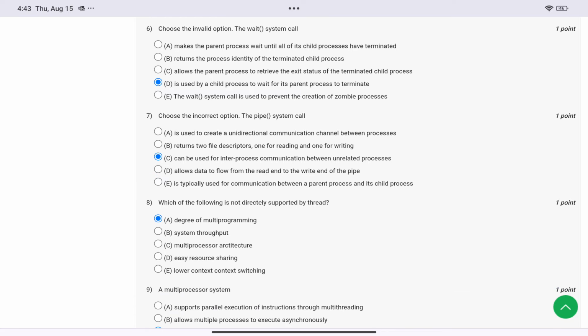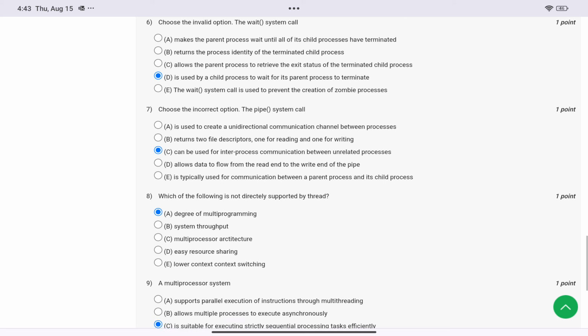Question number 7 is also about pipe statements. He is asking which one is correct. A, B and D are correct, C is not correct. What is he saying in C? That a pipe can be used for inter-process communication between unrelated processes. So this is wrong.